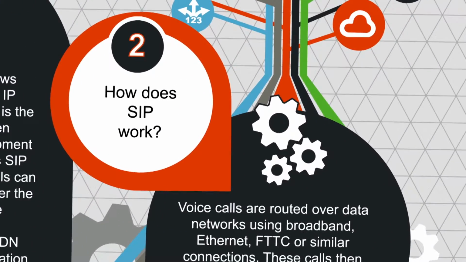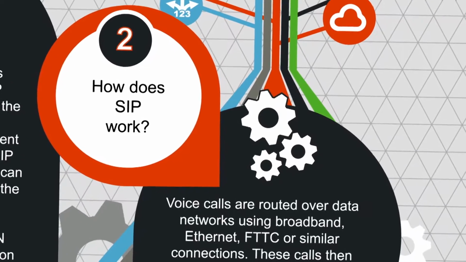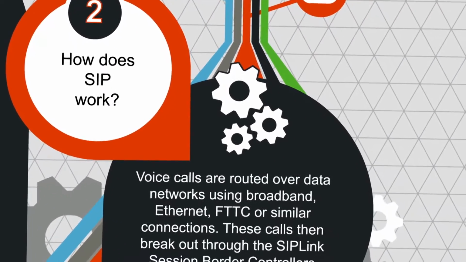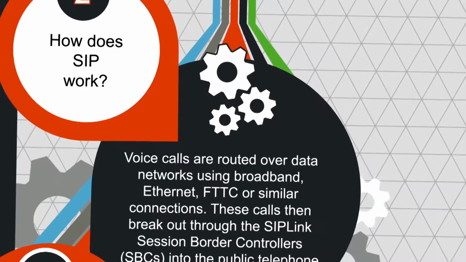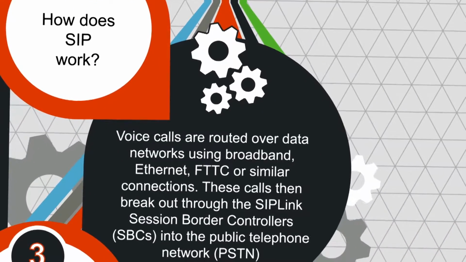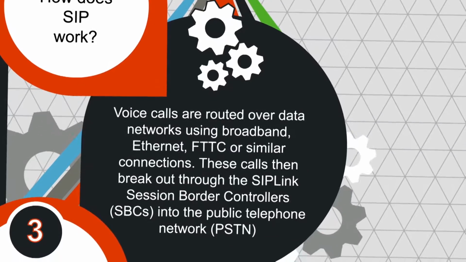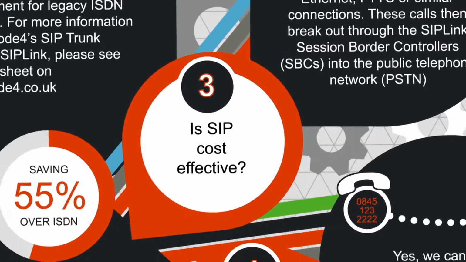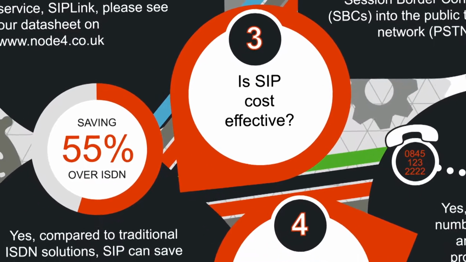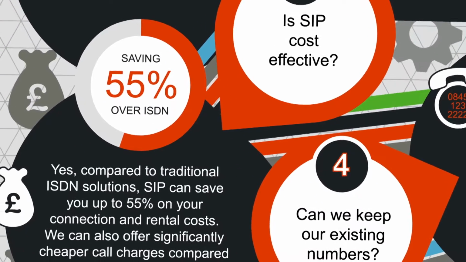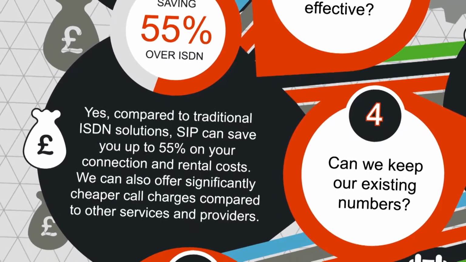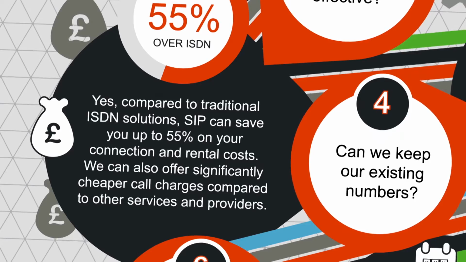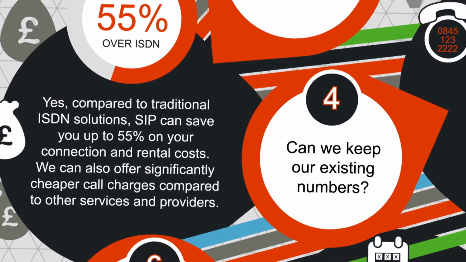How does SIP work? Voice calls are routed over data networks using broadband, Ethernet, FTTC, or similar connections. These calls then break out through the SIP-Link session border controllers into the public telephone network. Is SIP cost effective? Yes, compared to traditional ISDN solutions. SIP can save you up to 55% on your connection and rental costs. We can also offer significantly cheaper call charges compared to other services and providers.